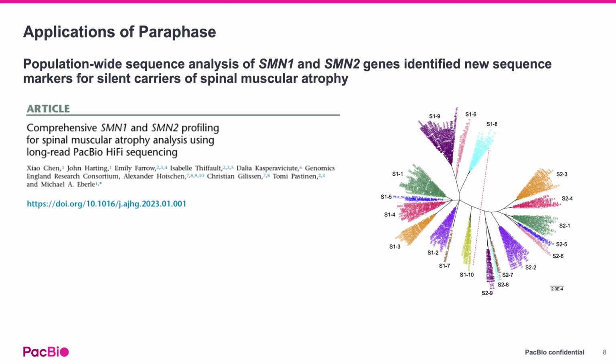new sequence markers for a special hard-to-detect type of carrier of spinal muscular atrophy, the so-called silent carriers that carry 0 copy of SMN1 on one allele and 2 copies of SMN1 on the other allele.